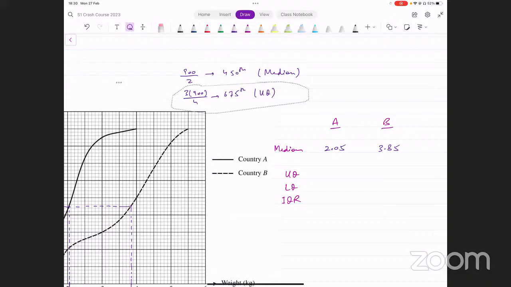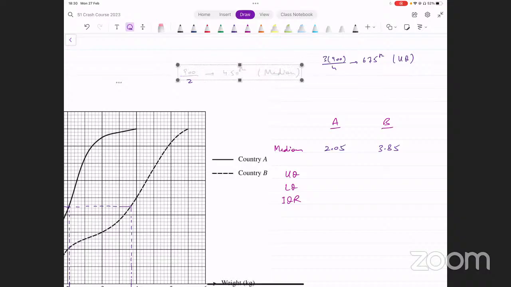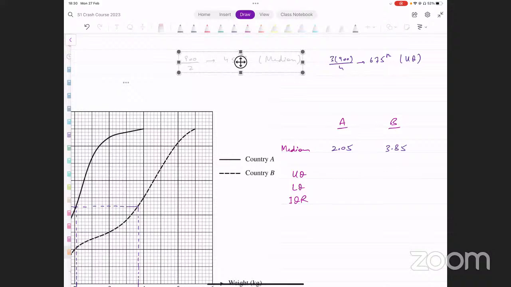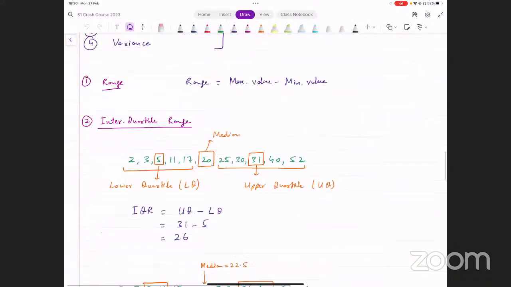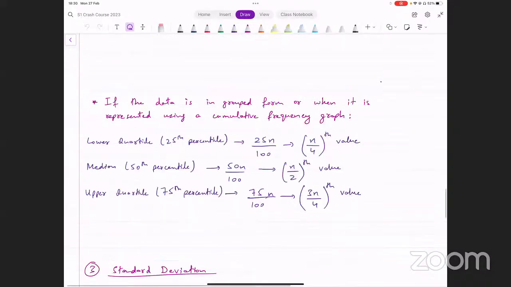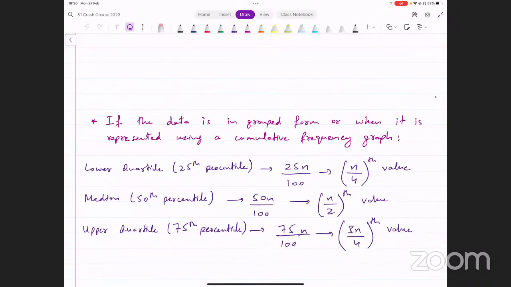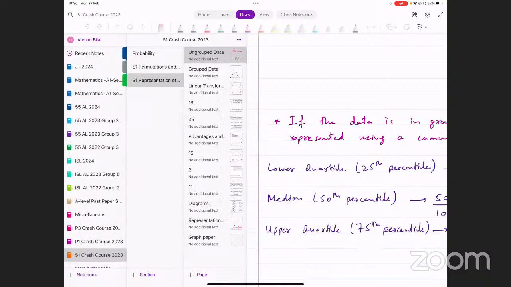And then for the lower quartile, you could use n over 4, right? I'm just using those formulas, if you remember, which I told you about earlier, that we use for grouped data or on a cumulative frequency curve. For the lower quartile, we use n over 4. For median, we use n over 2. For upper quartile, we use 3n over 4. All right, so that's what we're doing here.